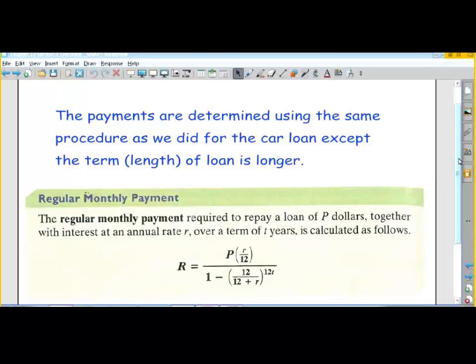The other way would be to go online and find a home payment calculator and put in the pieces of information. So the input is the number of dollars for the loan, what your annual interest rate is, and how many years you're going to pay it off.